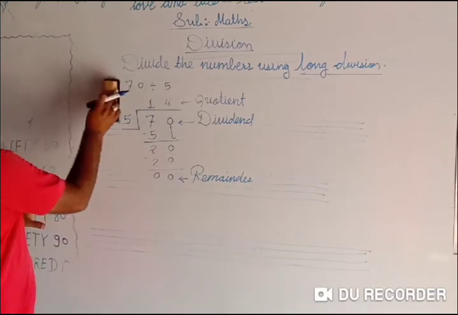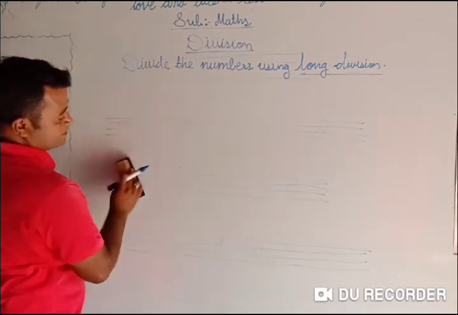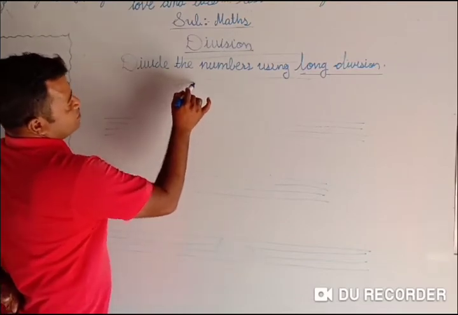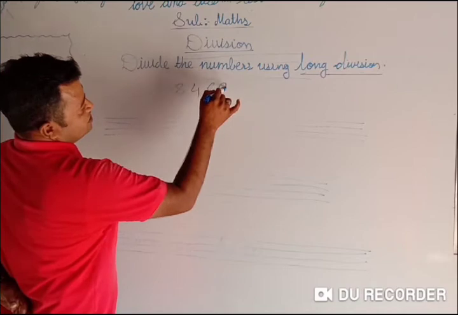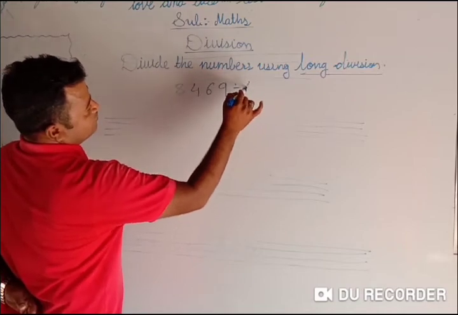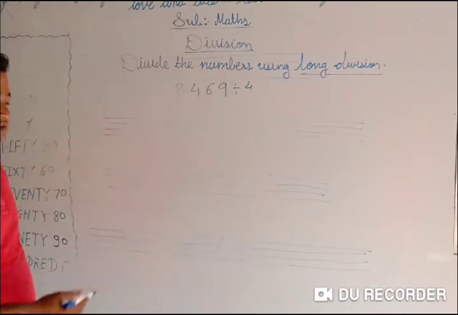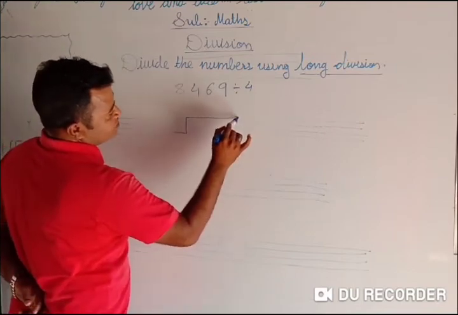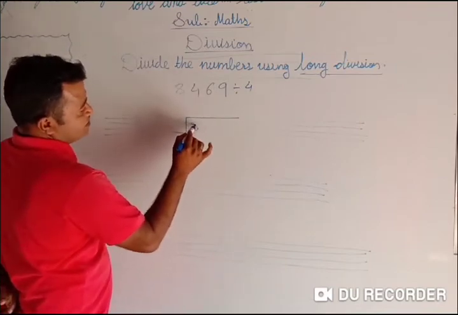Right? So let us understand a few more sums. For example, I have to divide 8469 by 4. Now let us understand this sum. First thing, just make the symbol of division. Write down the number, the dividend.